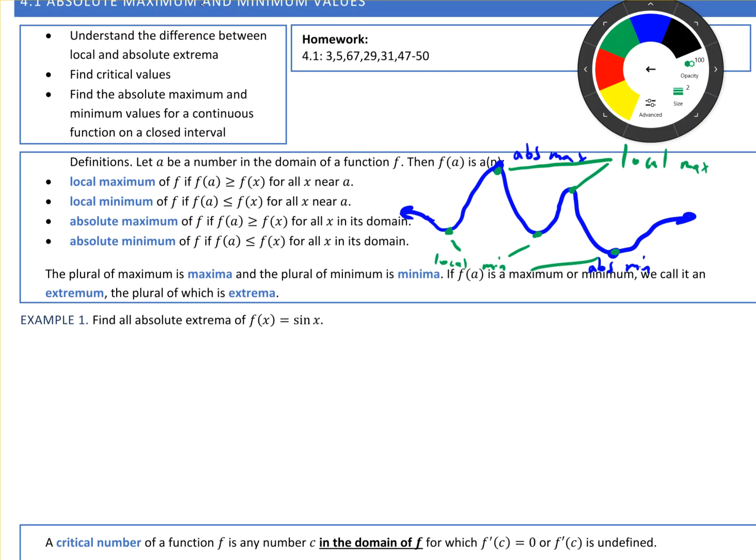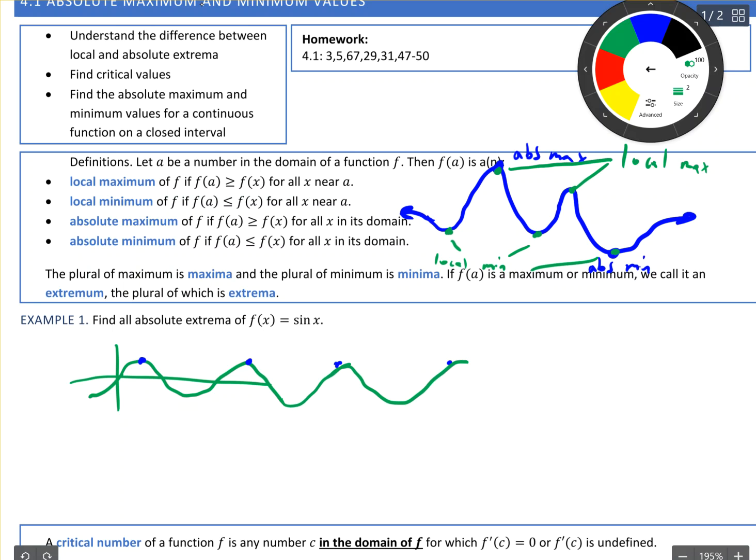So, find all absolute extrema of f of x equals sine of x. Just to refresh your memory, sine of x looks like this. Notice we have an absolute maximum here, an absolute maximum here, and over and over again, because it repeats itself. And then we have an absolute minimum here, here, here, here, and so on, forever as well.